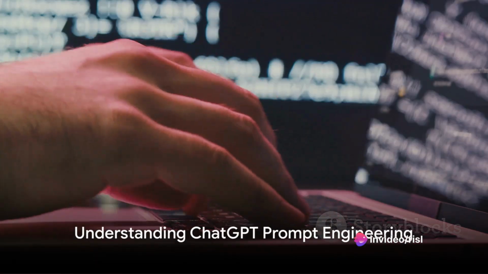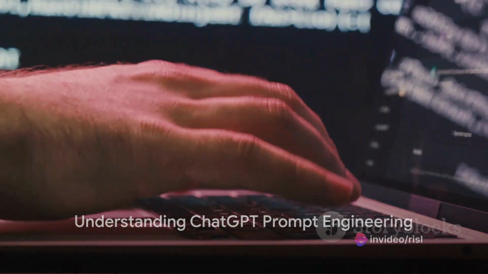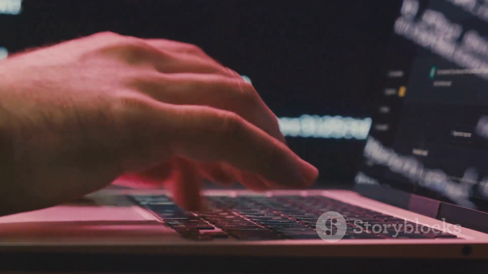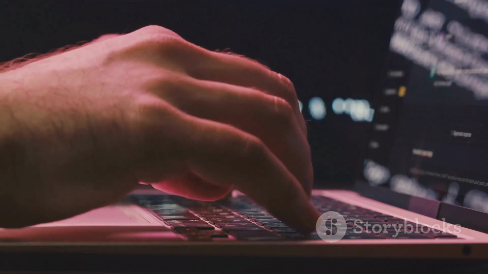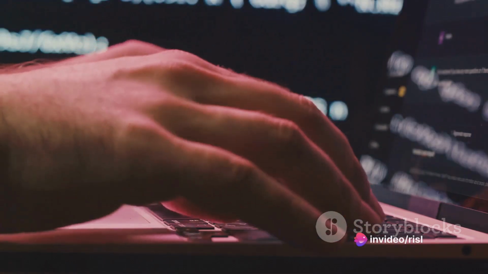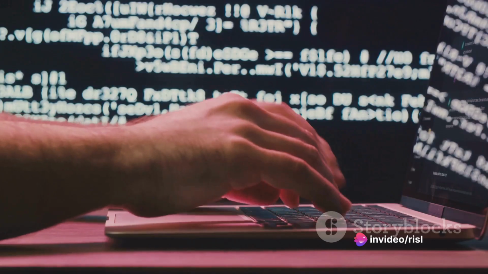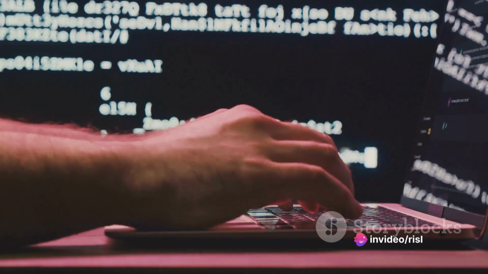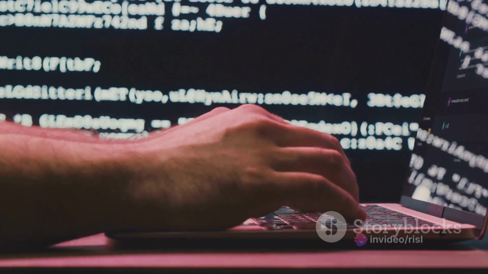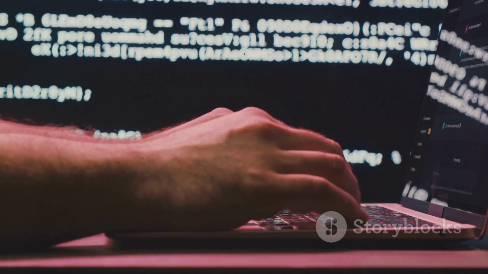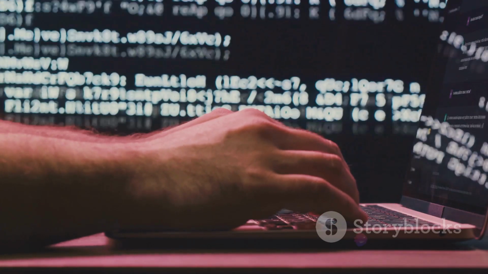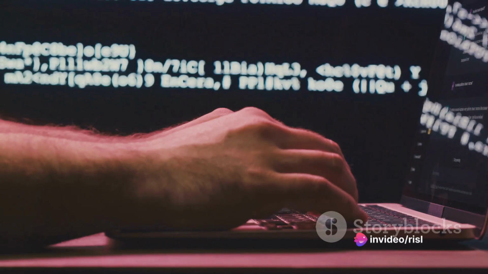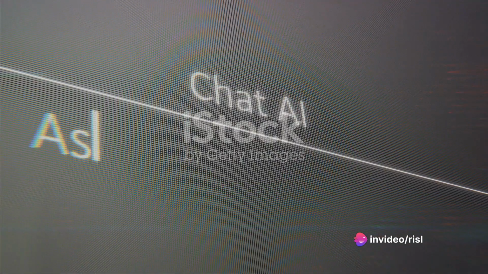So, what exactly is ChatGPT prompt engineering? Let's delve into this intriguing aspect of artificial intelligence. At its heart, prompt engineering is the art and science of crafting the perfect prompts to guide ChatGPT's responses. Think of it as the steering wheel of a car, guiding the vehicle in the direction you want it to go. Similarly, a well-crafted prompt can steer ChatGPT's responses in the direction of your choosing.